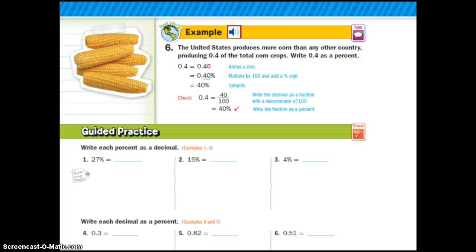Can you believe we're almost done with this lesson? This lesson is so easy. So the United States produces more corn than any other country, producing 0.4 or 4/10 of the total corn crops, right? 0.4 or 4/10 as a percent. So 0.4 is the same as saying 4/10. We need to get it over 100. We're going to multiply by 10. That makes 40. And then we take it out of the fraction form and write it as a percent. 40%. Do the guided practice. Come back and check your answers. See you soon.